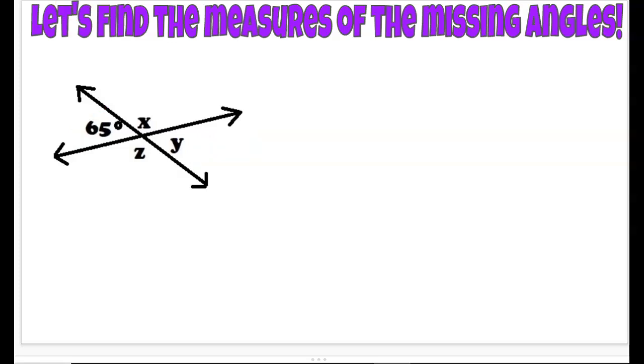Now I'm going to just change the color here for a second. Oops, I guess I'm not.